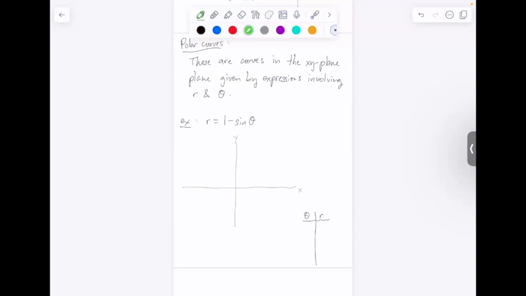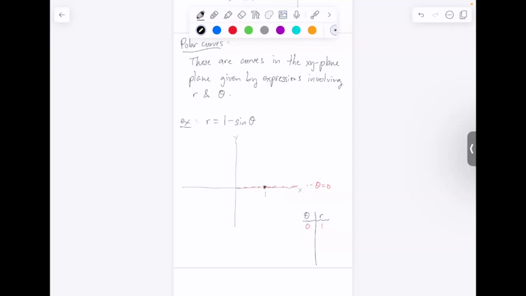So if I'm at theta equal to 0, what r am I at according to this equation? I plug in 0 to sine theta and read out r equals 1 minus sine theta. What is that equal to? So this is 1. So if I'm at theta equal to 0, I'm at the point r equal to 1. I'm distance 1 away from the origin.